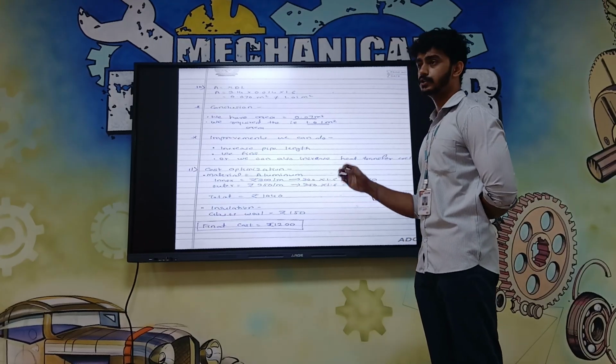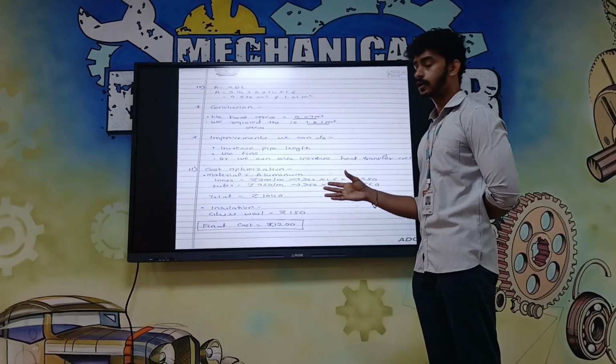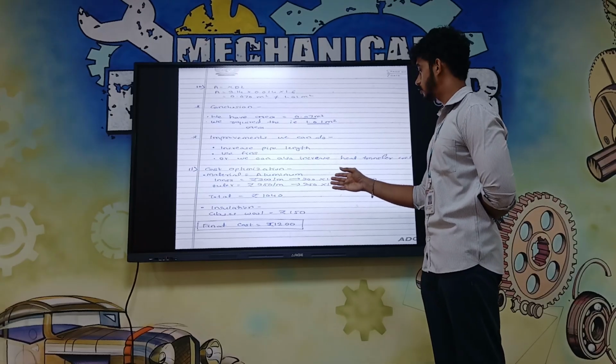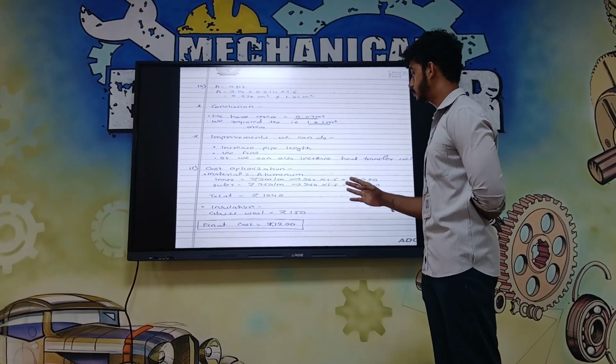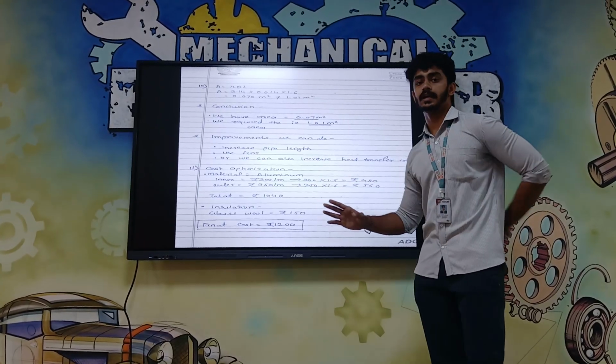Also for insulation we will require some amount of glass wool, which is rupees 150. Adding it to the total cost, the final cost becomes rupees 1200. This is the cost estimation and my conclusion.